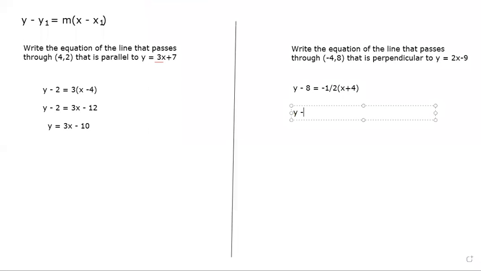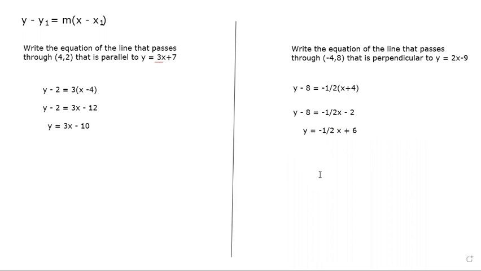So now we have y minus 8 is equal to negative 1/2 x minus 2. Negative 1/2 times a positive 4 gives us a negative 2. And now when we add 8 to both sides, so we can solve for y, we have y is equal to negative 1/2 x plus 6.